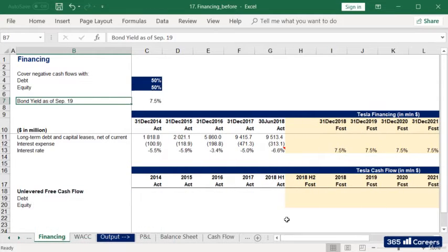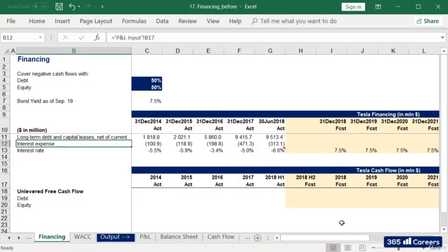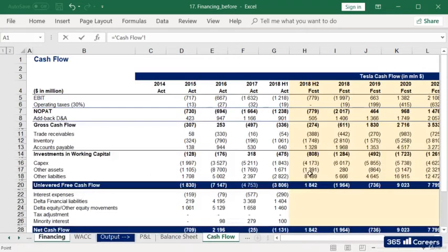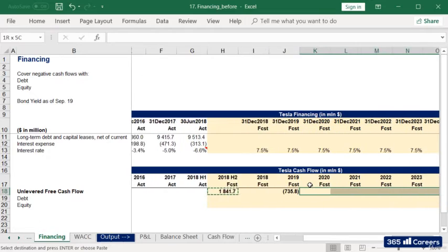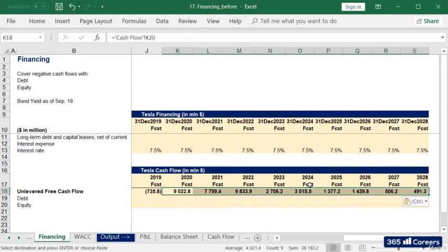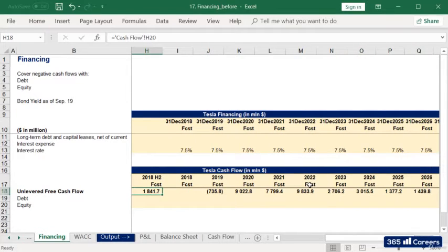September, 2018. Okay, now that we have laid out the ground rules, it should be easy to estimate Tesla's long-term debt as well as interest expenses. First off, let me link to the unlevered free cash flow calculated in the cash flow sheet and the one we have here. We can easily see that, in the current scenario, there is only one negative cash flow to be covered, the one in 2019.